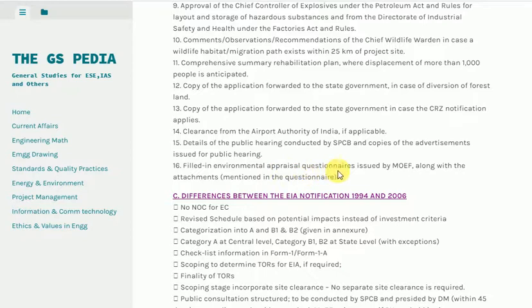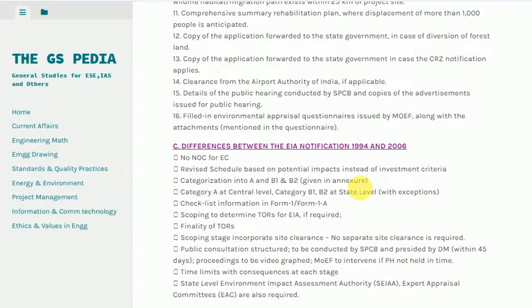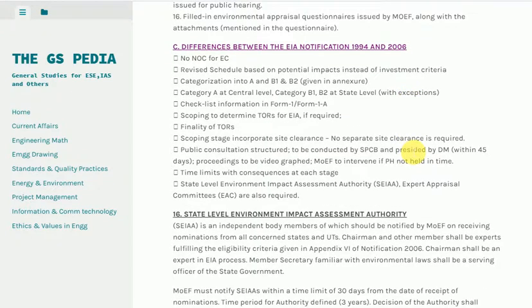C. Differences between the notification 1994 and 2006. NONAC for ESE. Revised schedule based on potential impacts instead of investment criteria. Categorization into A and B1, B2 given in Annex 4. Category A at central level. Category B1, B2 at state level with exceptions. Checklist information in Form 1/Form 1A. Scoping to determine TORs for RIA, if required.